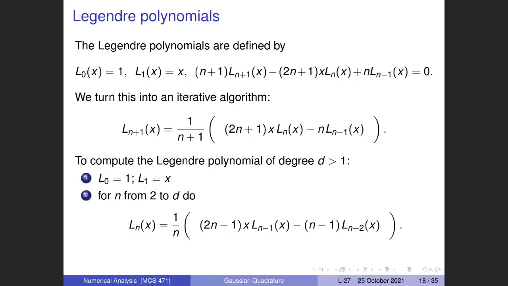Gauss-Legendre quadrature, I will use that as the running example. As the running exercise here, you will do it with the Chebyshev polynomials. So how to construct now the interpolation points? Well, we look at the Legendre polynomials, and this is a 3-term recursion. We could do this with a recursive algorithm, but the most efficient way to do this would be to turn this into an iterative algorithm. So here is the iteration.